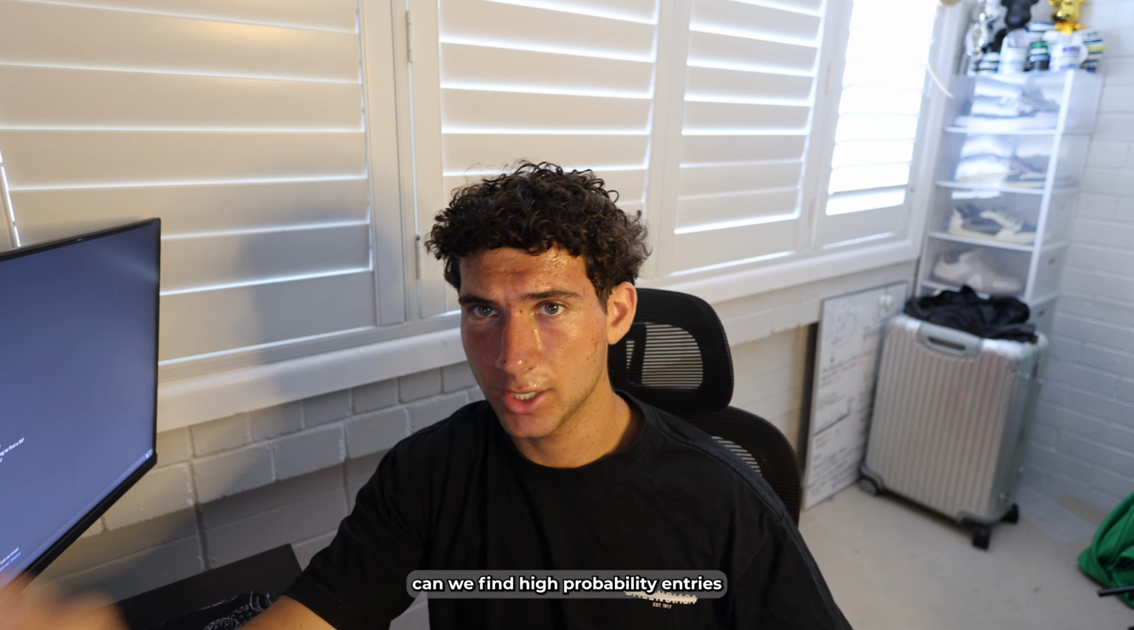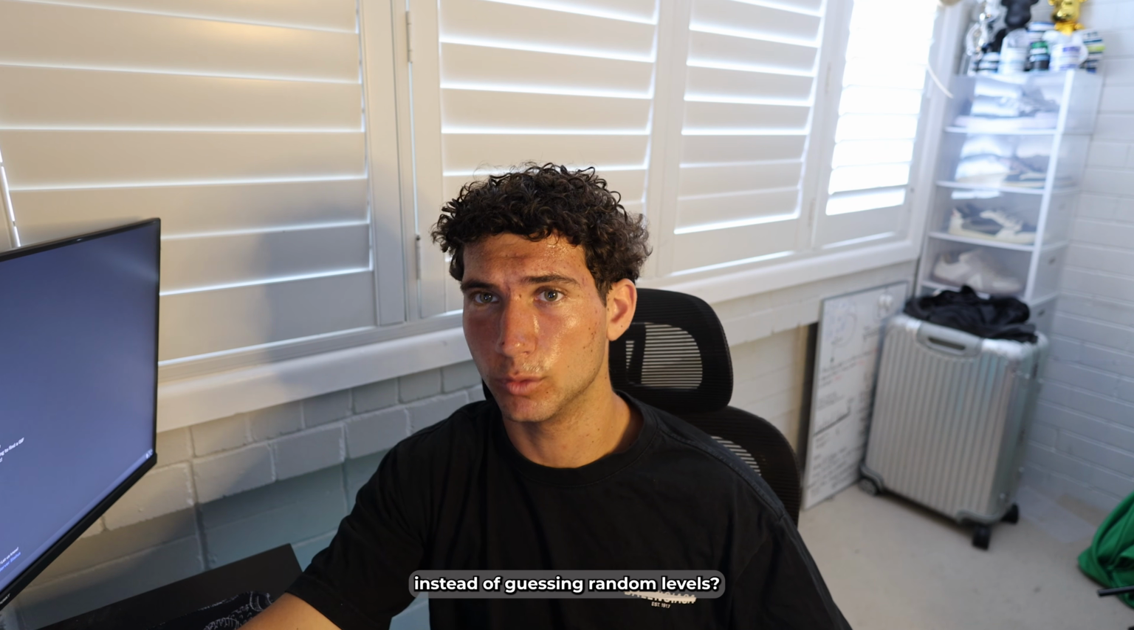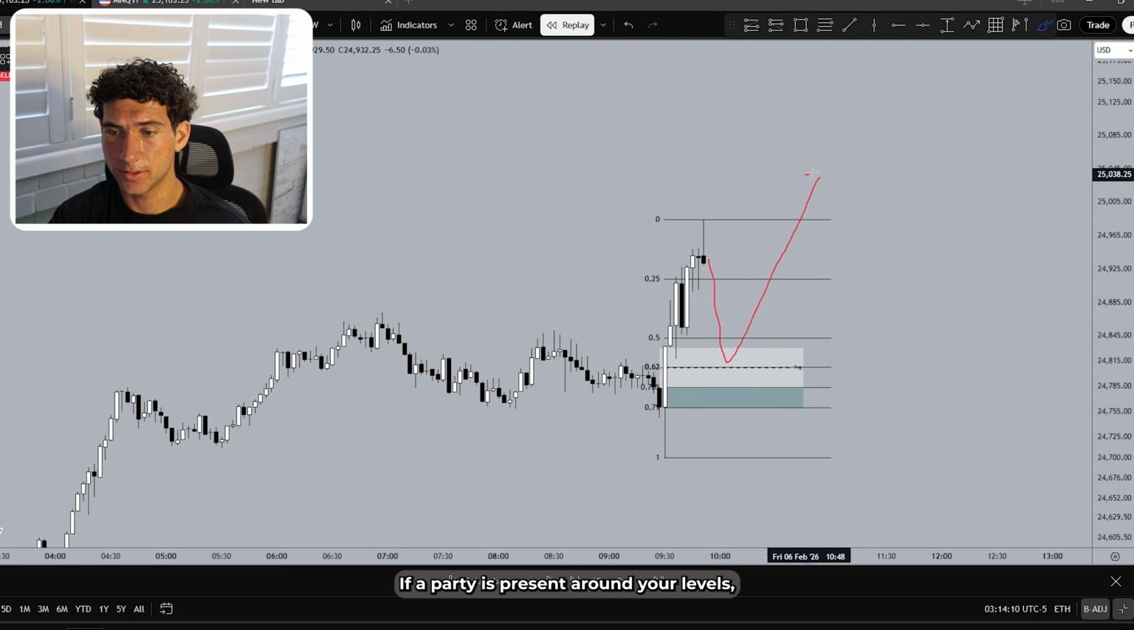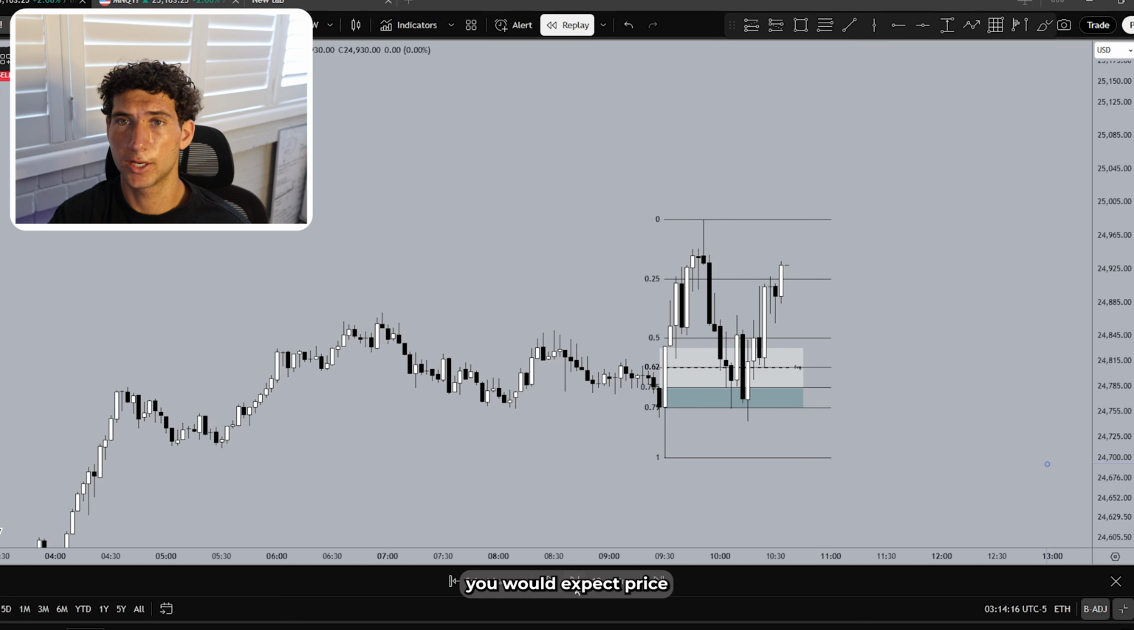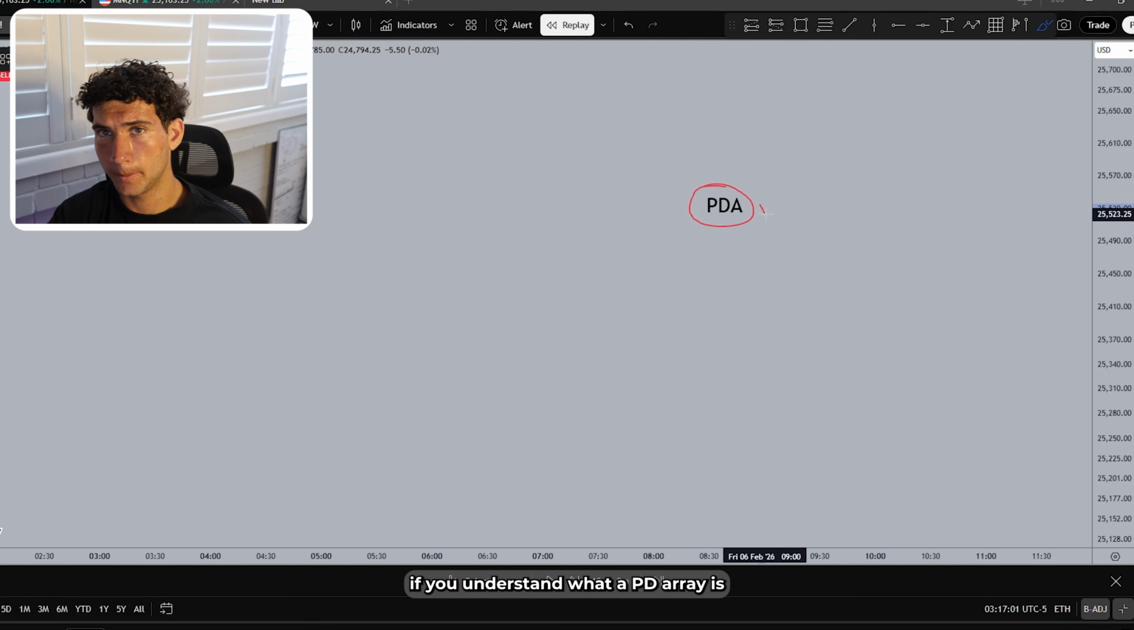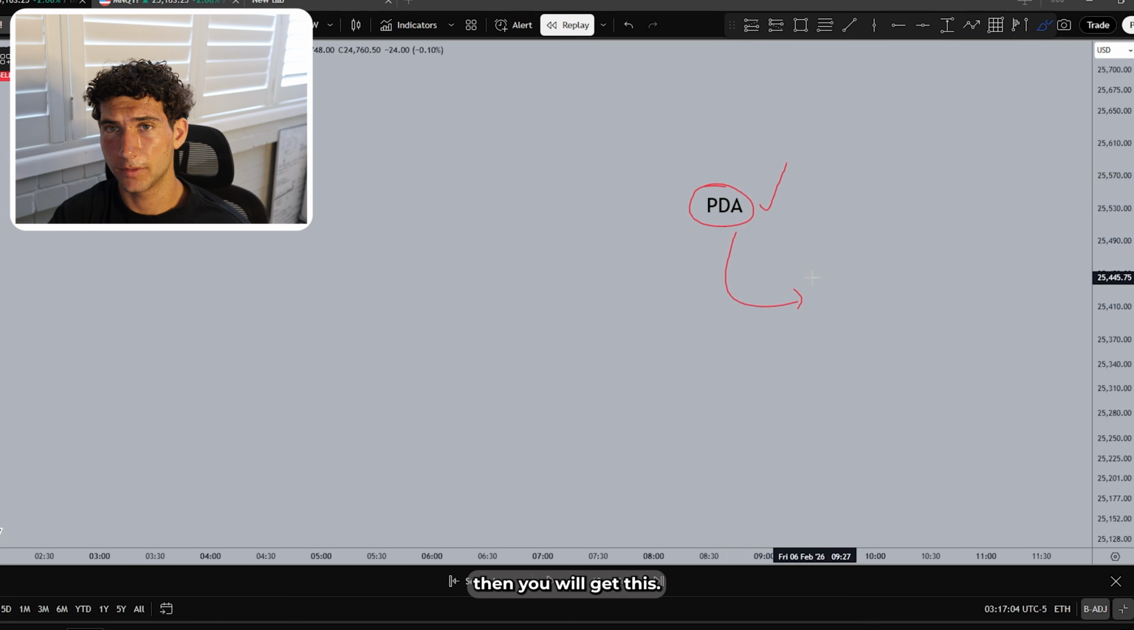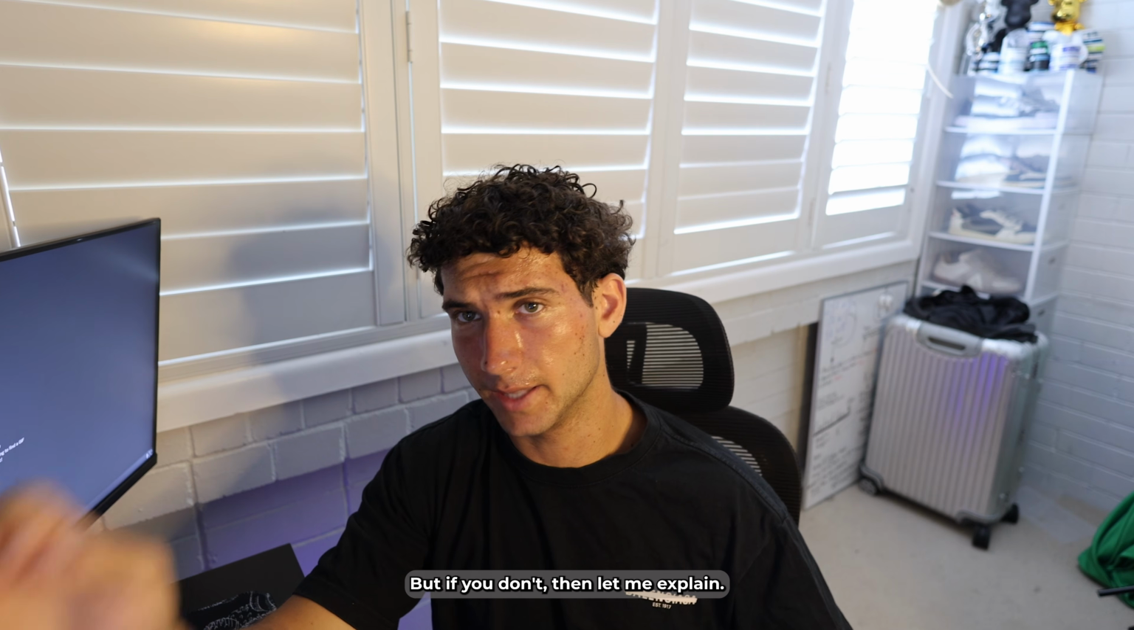So now we understand how to draw the Fib and which levels to use. How can we find high probability entries instead of guessing random levels? It's simple. If a PD array is present around your levels, you would expect price to deliver there and react. But why? Well, if you understand what a PD array is and what its role is, then you will get this. But if you don't, then let me explain.